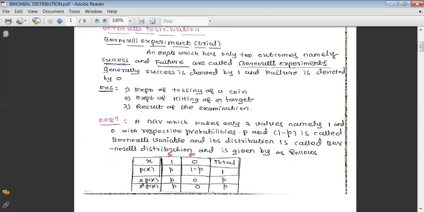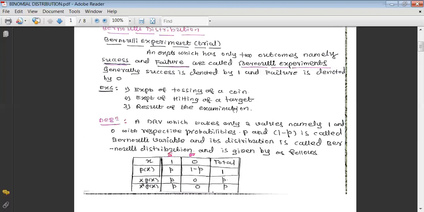Similarly, we can quote one more example, the experiment of hitting a target. When a shooter aims at a target, what are the possibilities? The shooter may hit the target, in which case we call it a success, or the shooter may miss the target, in which case it is a failure. Overall, this experiment also has two outcomes. Therefore, it is also an example of a Bernoulli experiment.